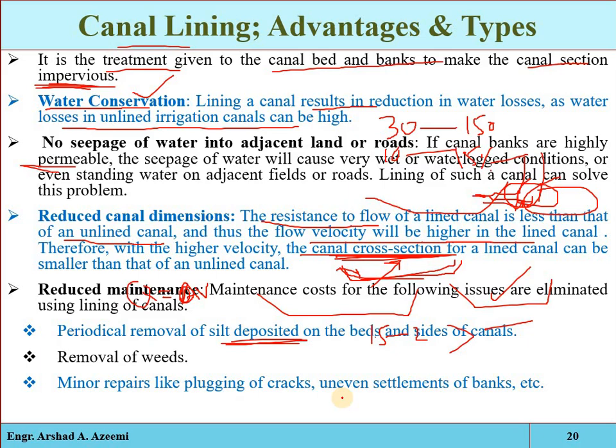There will be no seepage into the nearby area, and the canal dimension can be reduced. If you reduce the canal dimension, then the overall construction cost will be reduced. And no further maintenance and periodic removal of silt and weeds will be required, as compared to the unlined canal.